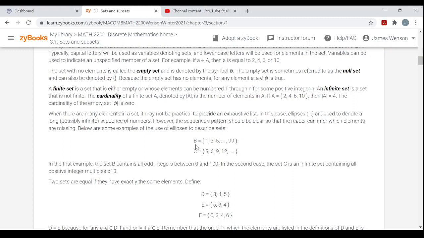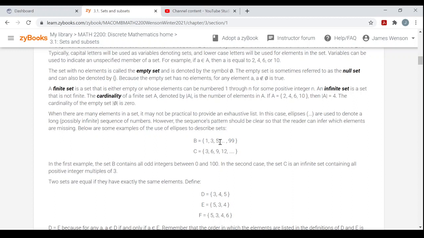So here's set B. It's equal to the set with elements 1, 3, 5, ... all the way up to element 99, right? This is a finite list because it ends, right? It's not infinite. And again, enough elements are written here so that the pattern is obvious. So it's 1, 3, 5, 7, 9, 11. You keep adding to it. It's all the odd numbers from 1 to 99.